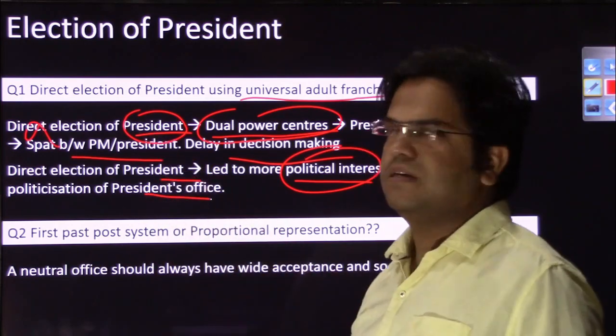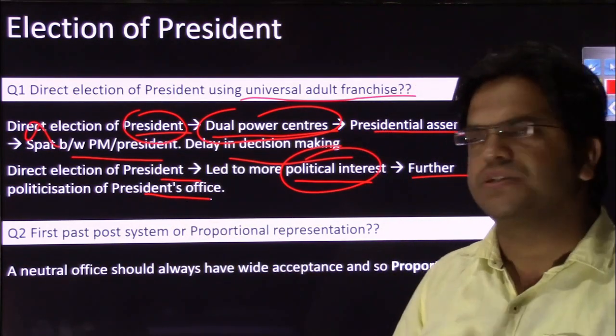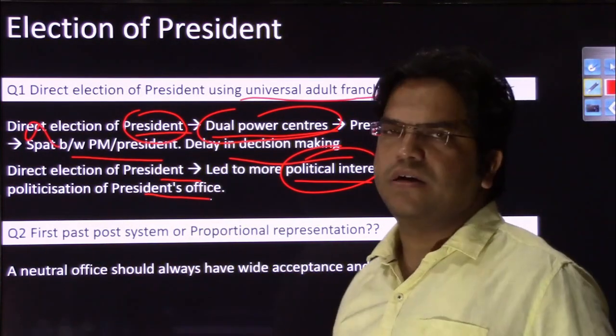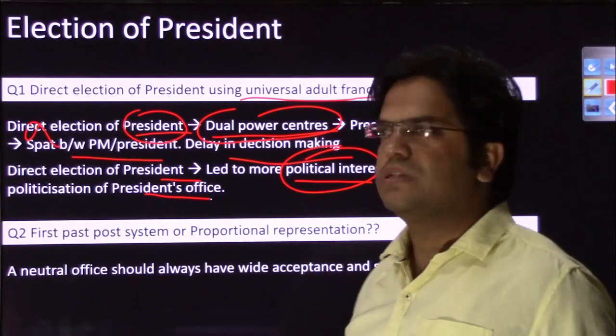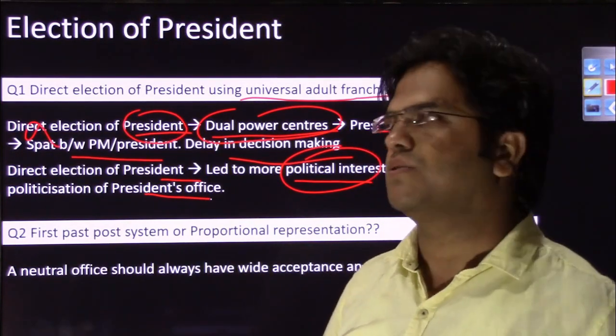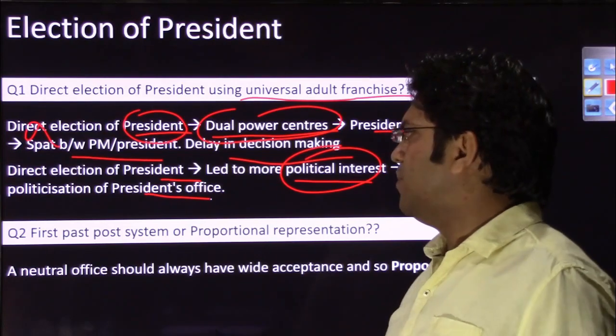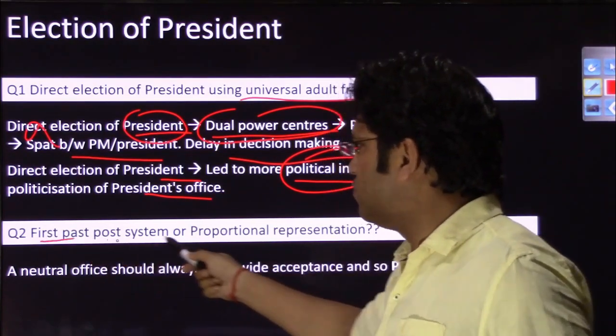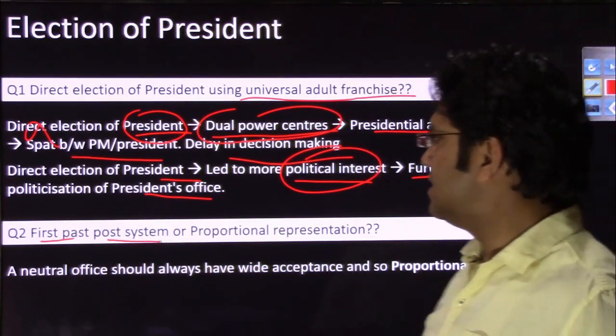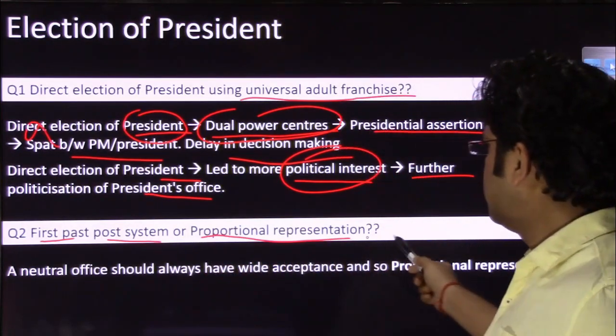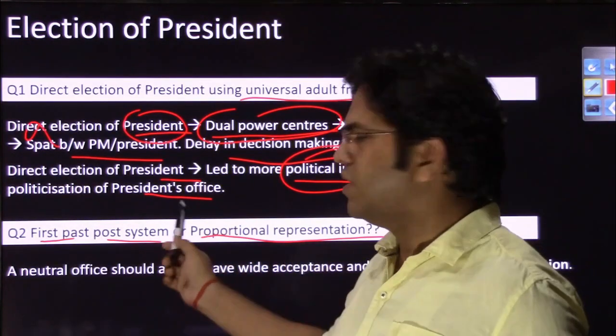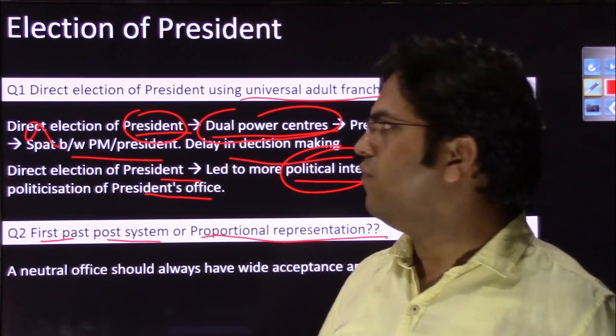That's why it was decided that indirect election will be adopted. The second question was, okay, you have settled with indirect election, but whether it should be first past the post system, the way our MPs and MLAs are selected, or it should be proportional representation. So this is one topic that I expected you to do homework on.